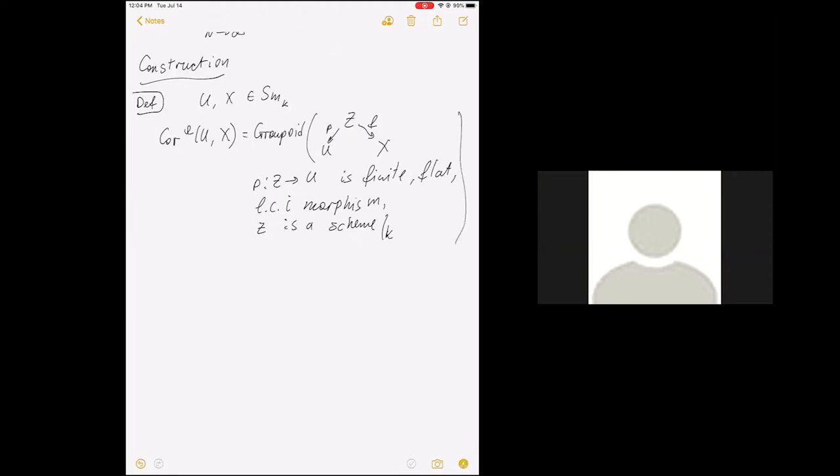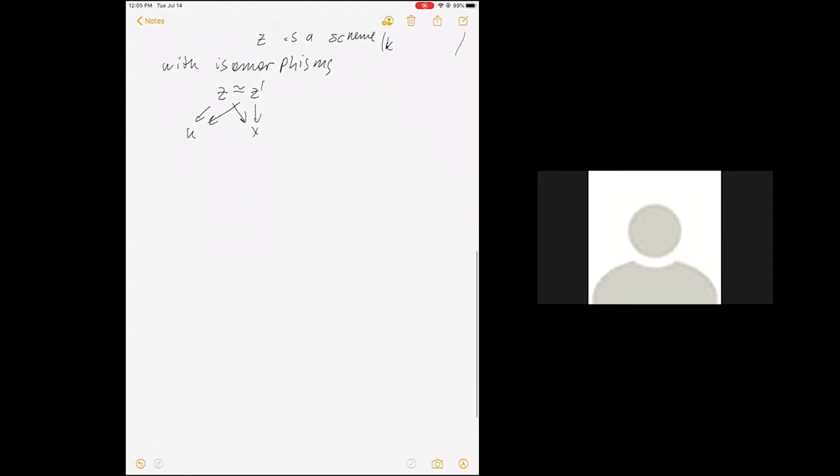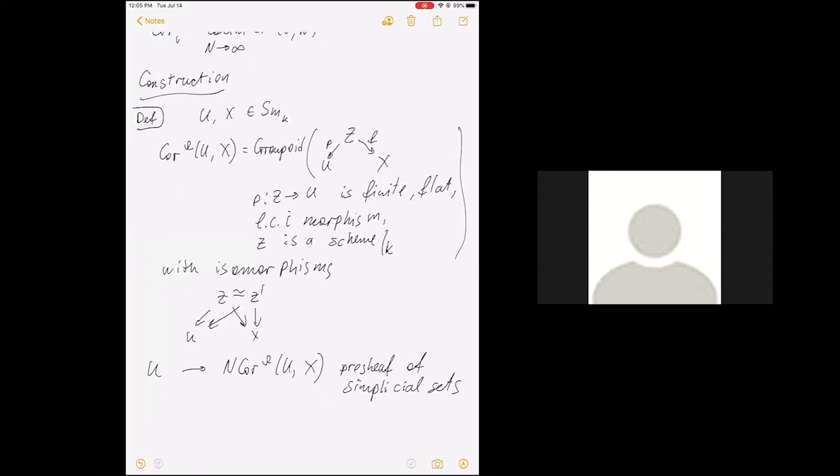So these are the objects, and isomorphisms in this groupoid are just the usual isomorphisms of these heads. If we have two such heads, Z and Z prime, an isomorphism between them is just a map that commutes with both projections and both maps from the top of the heads to the variety X. So that's a groupoid, and then for every smooth variety U, we can associate the nerve of the groupoid core omega from U to X, and this is going to be a presheaf of simplicial sets. So that's the first object I need to introduce.